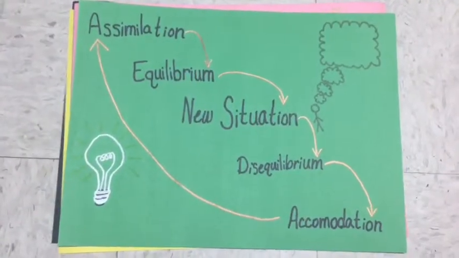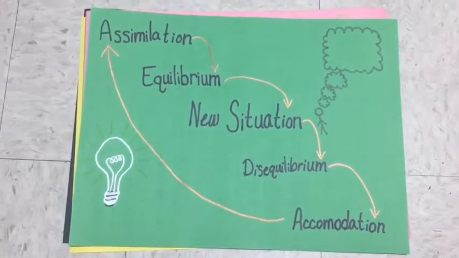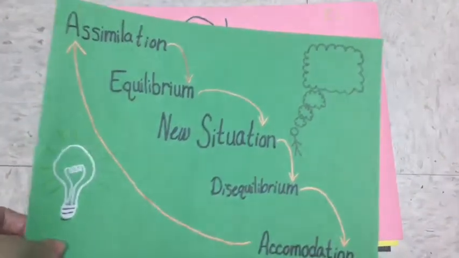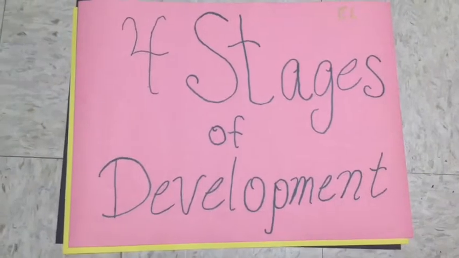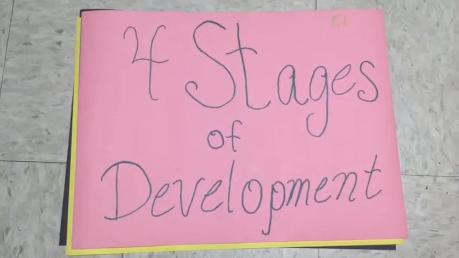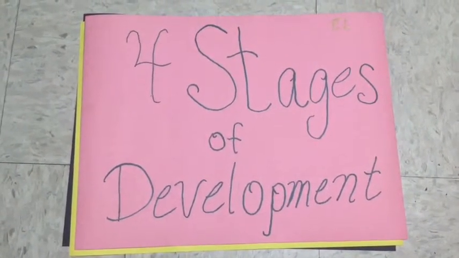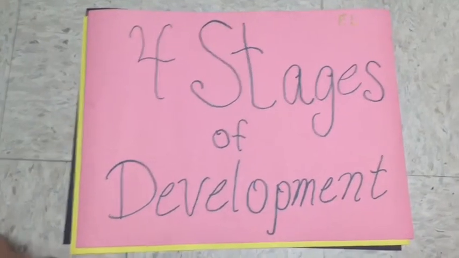Along with theorizing how people think and the processes of how they learn, Piaget also came up with his 4 stages of development to show where the students would learn these things.